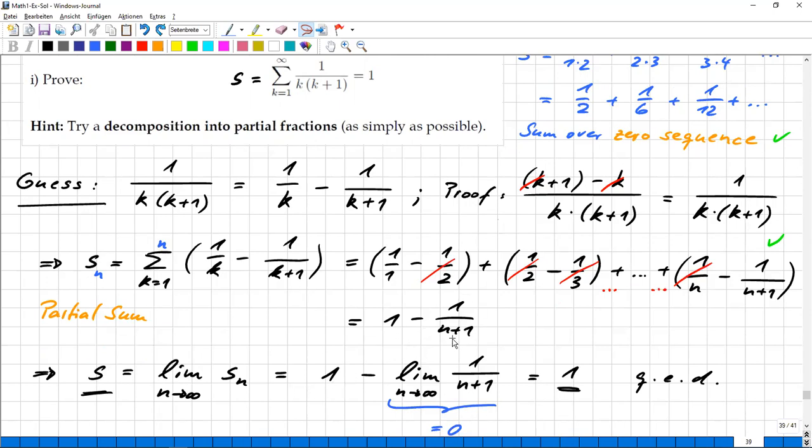I can apply the limit operation here, because 1 is constant. So I have 1 minus limit of 1 by n plus 1. And this very obviously approaches 0, because it's the reciprocal of an ever-growing number. So that's easy. That approaches 0. So 1 stays there, and then S equals 1.